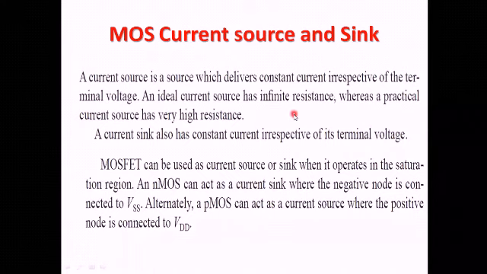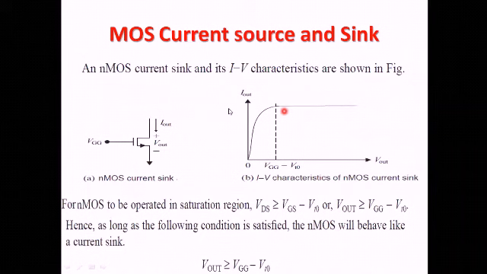Now let us move to the next slide, that is MOS current source and sink continuation. So an NMOS current sink and its IV characteristics are shown here. This is the NMOS current sink and also the IV characteristics are here.